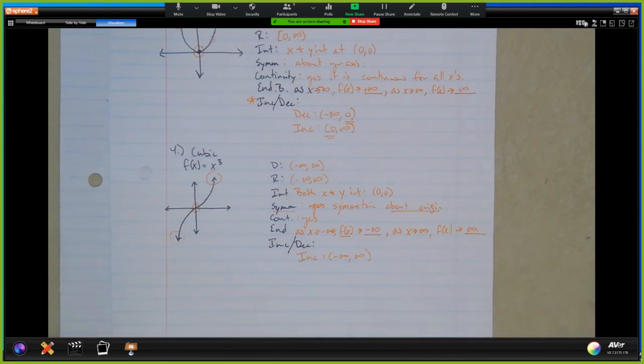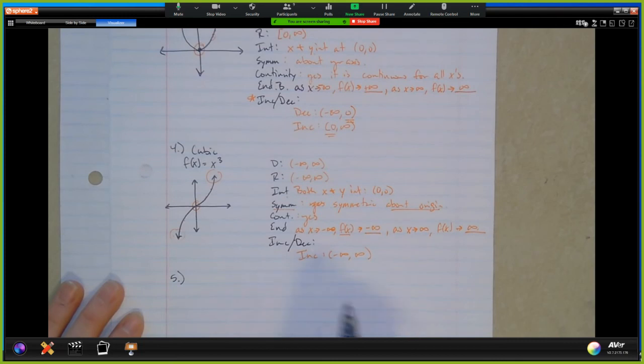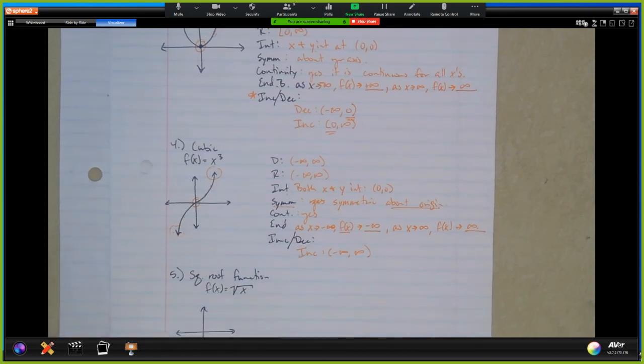Okay. So the next function we're going to start off with, so we're going to leave here, but the next function we're going to start off with so you can start thinking about is square root function. So you can get a head start with what would you describe, how would you sketch that graph? And how would you describe all of its characteristics?